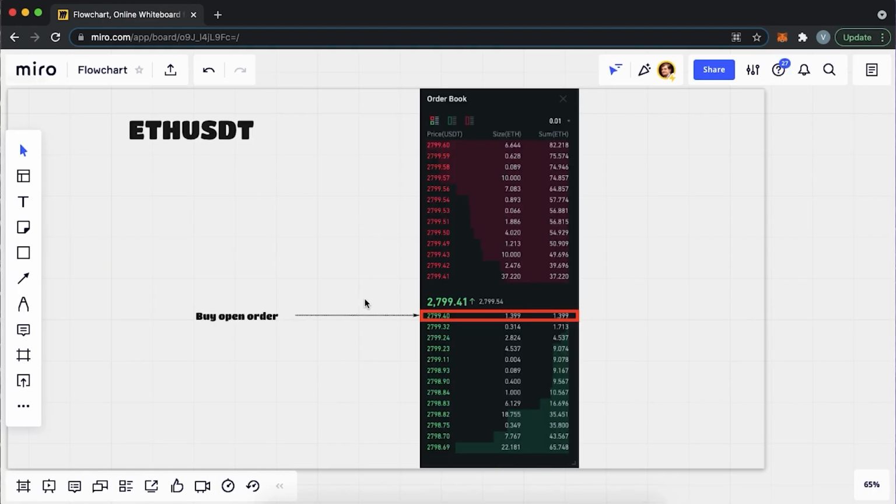What we can see in this example is that there are players who would like to buy 1.399 amount of ETH with USDT with a price at 2799.4 with the current price of Ether of 2799.41 USDT. And there are other players who would like to sell 37.22 of ETH for USDT with price at 2799.41. There is a gap between the two called spread, and in this case it is 0.01 USDT.